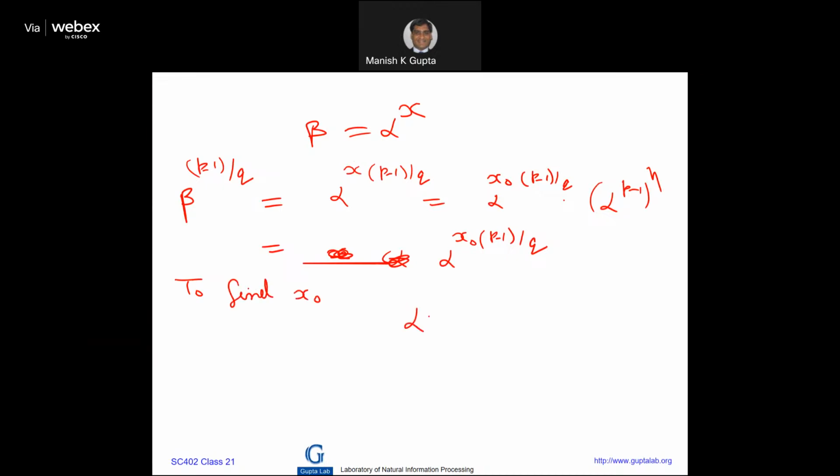We look at powers of alpha as k times p minus 1 by q, alpha raised to power k times p minus 1 by q, where k is 0, 1, 2 up to q minus 1. Because x naught, I don't know which is going to work, right? So I'm just computing this for different values of k and seeing which one is equal to beta raised to power p minus 1 by q. So that way we can actually solve.